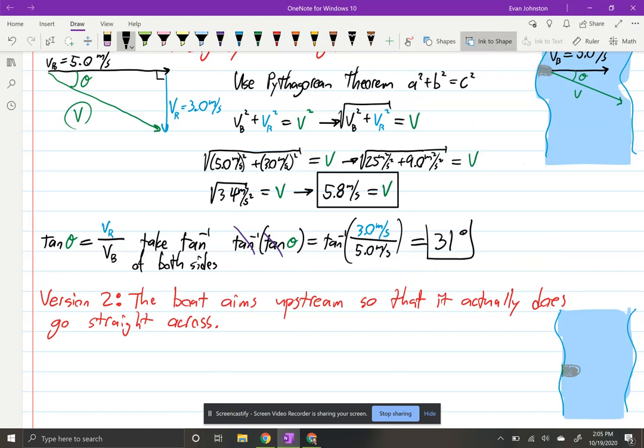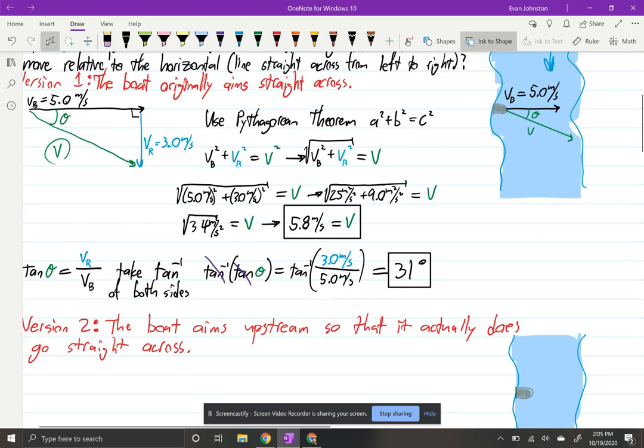It is 31 degrees, and I would say that it is below the horizontal, because our horizontal is this thing, and it's below the horizontal. So that's it. That's how we kind of do it.